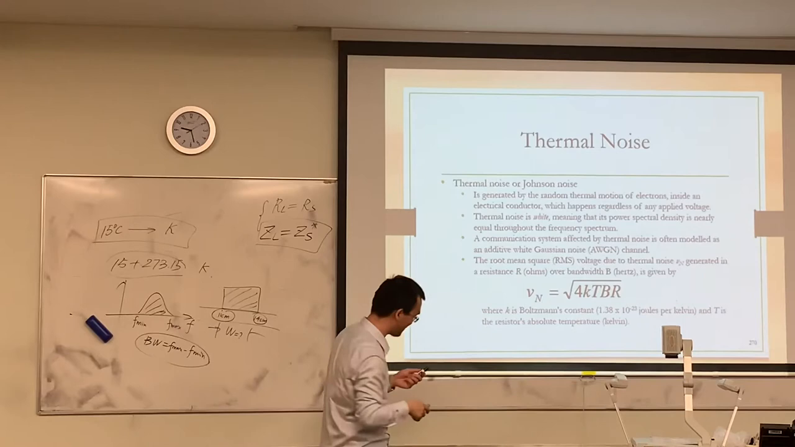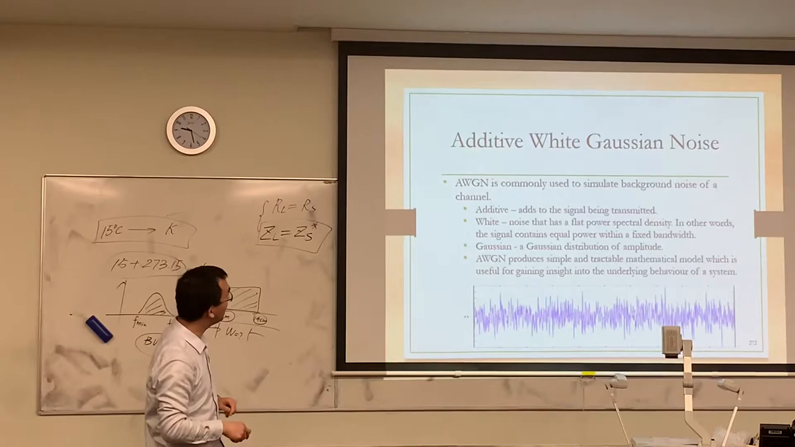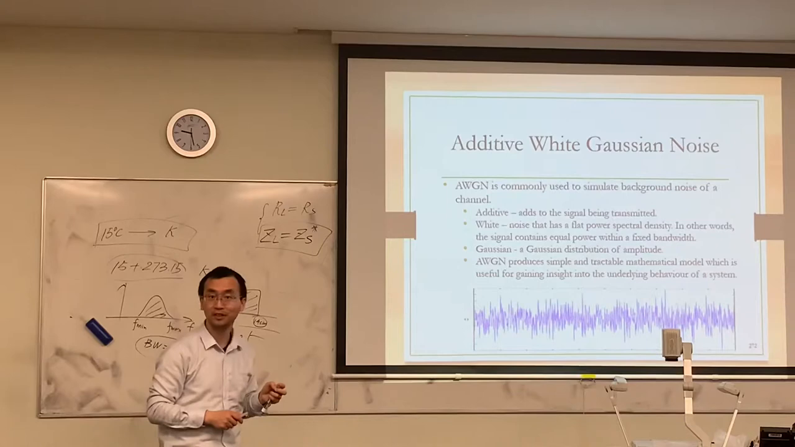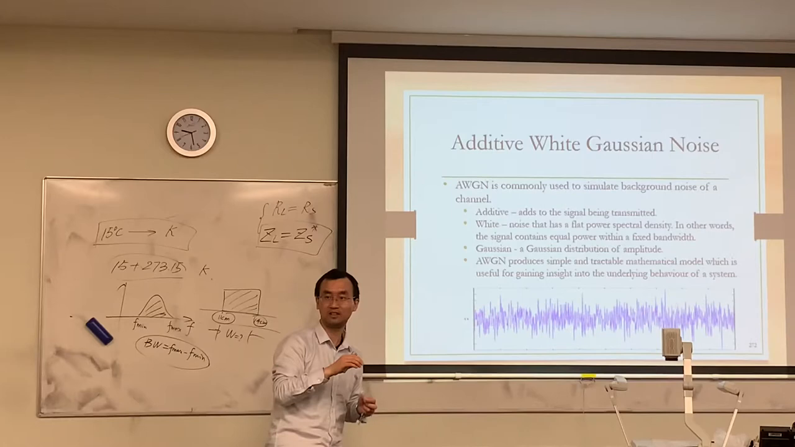Sky noise, flicker noise, this part is for your reading. There are different types of noise. Basically, we look at the thermal noise. We use this one to measure. Another one is the AWGN, which we call the additive white Gaussian noise. This one does not exist in nature. This one is called artificial noise. It's created by humans. Why do we need this?